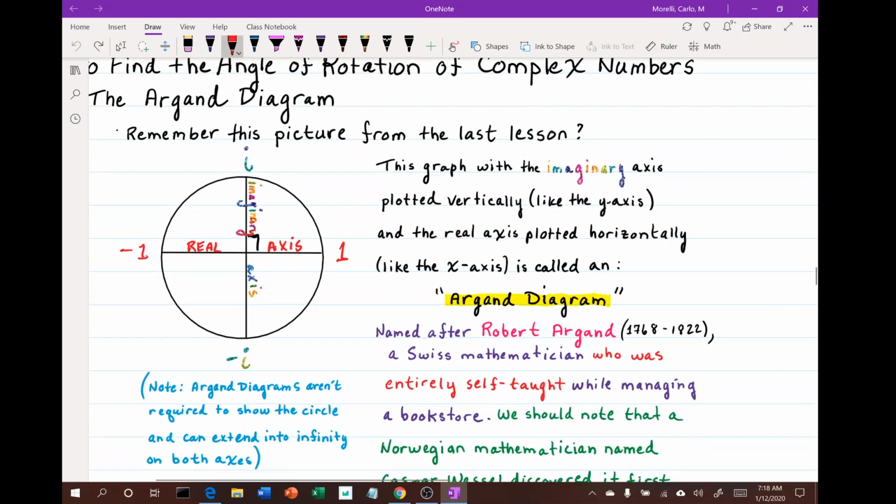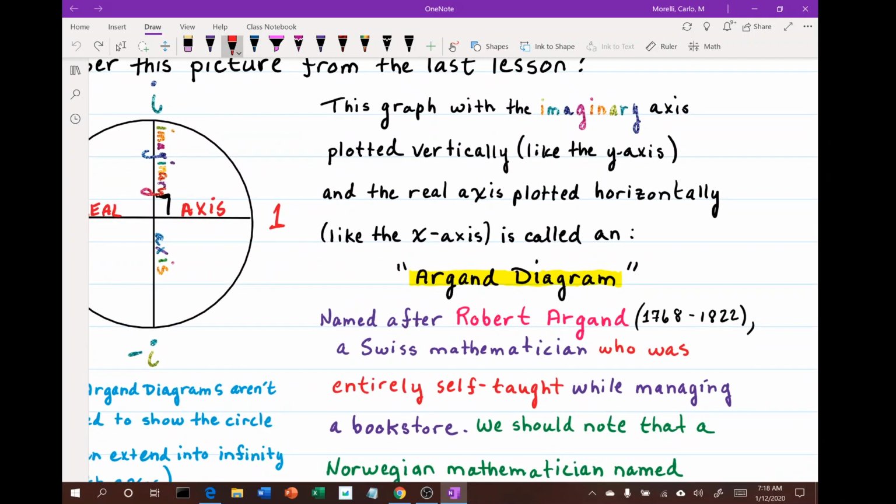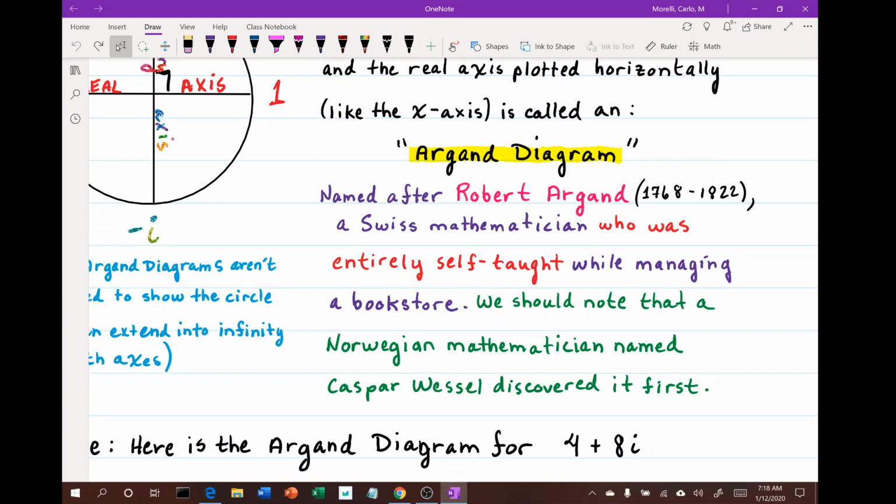So let's go over this. This graph with the imaginary axis plotted vertically, just like the y-axis, and the real axis plotted horizontally, just like the x-axis, is called an Argand diagram. I wanted to talk about this historically. It's named after a mathematician from Geneva, Switzerland, named Robert Argand. He lived from 1768 to 1822. He was entirely self-taught, which is just incredible, while managing a bookstore.